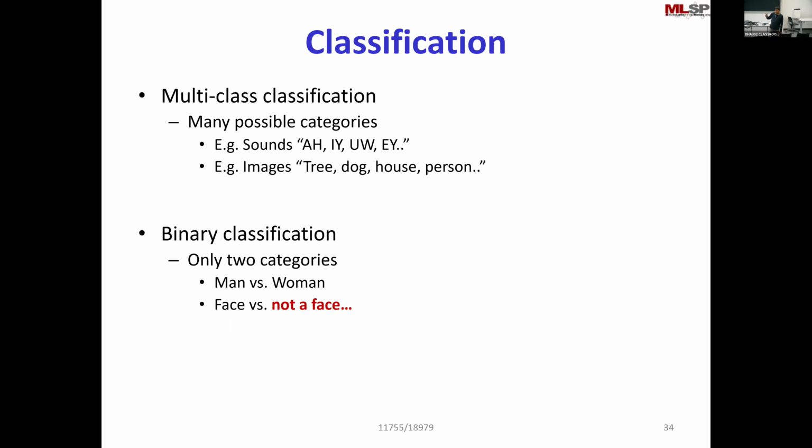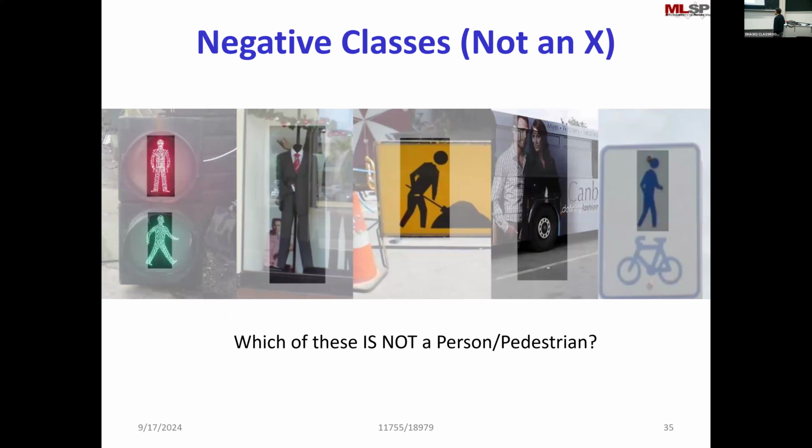And what would that be? Can anybody tell me what distinguishes face versus not a face from man versus woman? Yeah. Not a face is really not a set of categories. Not a face is an open set. It's unbounded. There are unlimited ways in which something can be not a face. Whereas in a man versus a woman, those are very distinctly stated categories. You know that it doesn't include a picture of a table or a picture of your TV, right? So, whereas face versus not a face, you really have no idea. But that too is a binary classification problem.